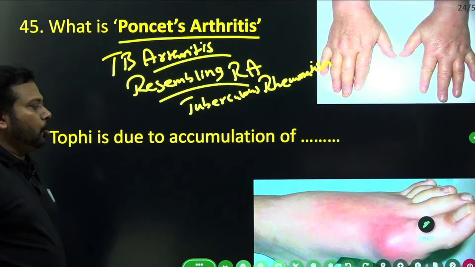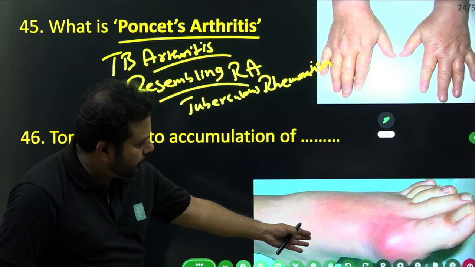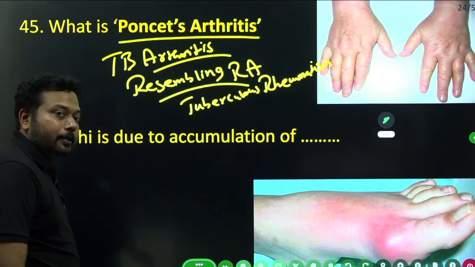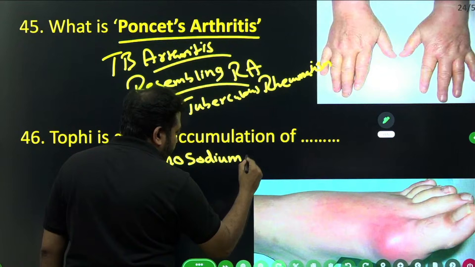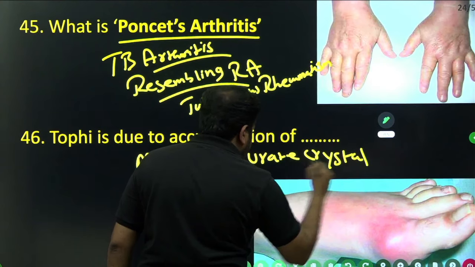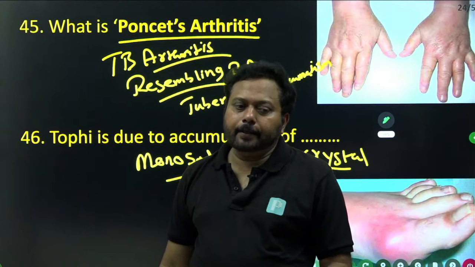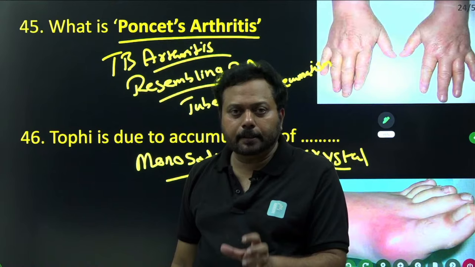Tophi. Classically, you see, what a picture. You are able to see tophi, that red colored, swollen great toe. Tophi is accumulation of what? It's accumulation of monosodium urate crystals. What do you mean by tophi? Tophi is accumulation of monosodium urate crystals surrounded by foreign body giant cells and macrophages.